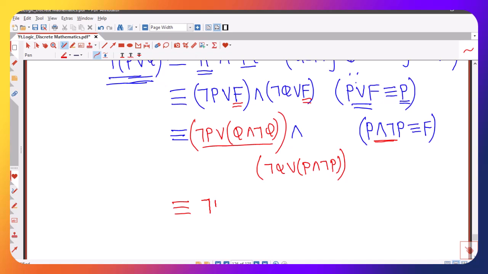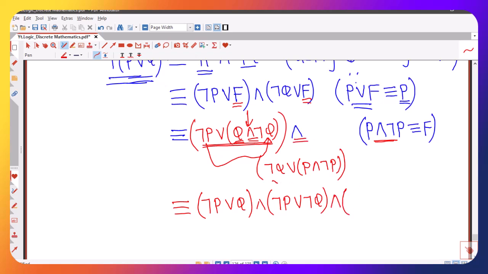This I can rewrite as negation P or Q, and in between, AND, negation P or negation Q. I have applied distributive law of logic to this negation P or Q and negation P or negation Q, and they are connected by this AND operator. Similarly, this we keep as it is, and again we apply distributive law here. So I will write negation Q or P, AND operator in between, and then negation Q or negation P.